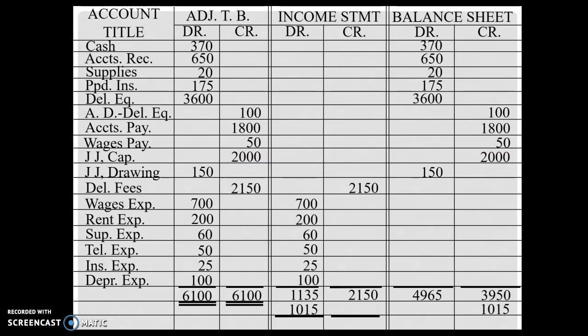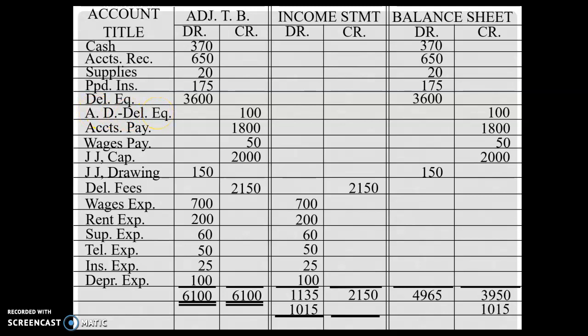So here is Amanda's Campus Delivery. Here is the last 6 columns already completed. Notice that we have all the names of the accounts. There's some accounts that are a little different from our trial balance because those involved adjustments. We have accumulated depreciation of delivery equipment. This is attached at the hip to delivery equipment, but notice delivery equipment is an asset, has a debit balance. Accumulated depreciation is a credit because it's a contra asset. Okay, we didn't have that when we did the trial balance.